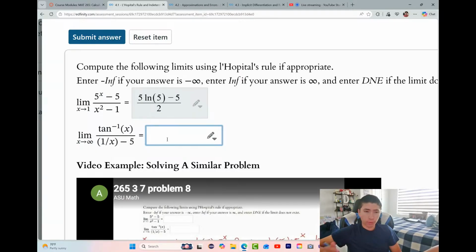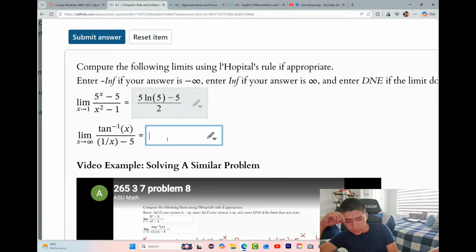And then for this one, we have the limit as x tends to infinity of tangent inverse of x over 1 over x minus 5. All right, so what does this mean? Tangent inverse of x over 1 over x minus 5. Let's see if we get an indeterminate form.